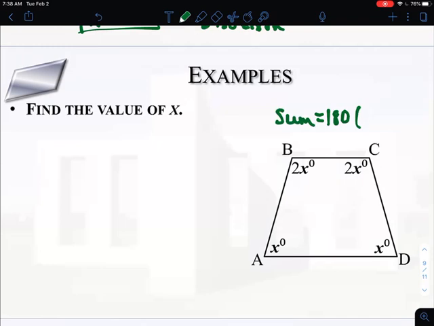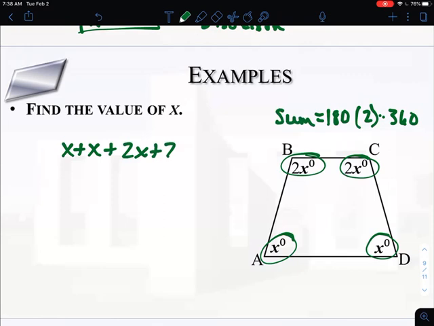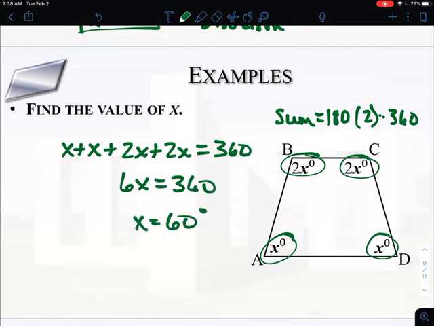If I forget that or don't memorize that, I can still find it by taking 180 times 4 minus 2. So 180 times 2 gives me 360. What that means is if I add up all 4 angles, they have to equal 360 degrees. So if I take my x plus my 2x plus my 2x, all 4 of those angles have to add up to 360. If I combine like terms, I've got 2, 4, 5, 6 x's is equal to 360. Then if I divide by 6, x would be 60 degrees.